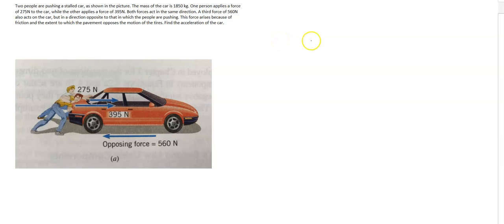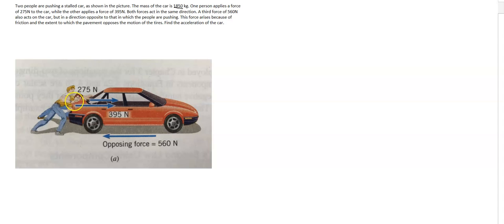Okay, so let's assume two people are pushing a stalled car as shown in this picture. The mass of the car is 1,850 kilograms. One person applies a force of 275 newtons, while the other applies a force of 395 newtons. This guy's a little stronger. Both forces act in the same direction.